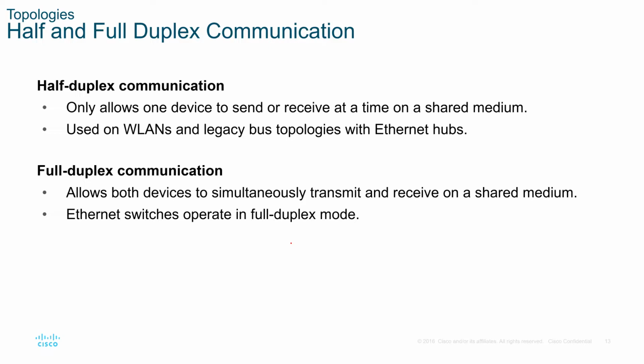When we make communication, it could be either half duplex or full duplex. Half duplex only allows one device to send or receive at a time on a shared medium, such as if we were only using one pair of wires, we would have to stop sending so that the other system could then send data back to us.